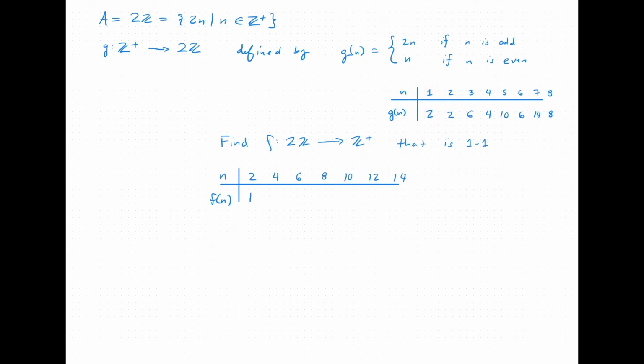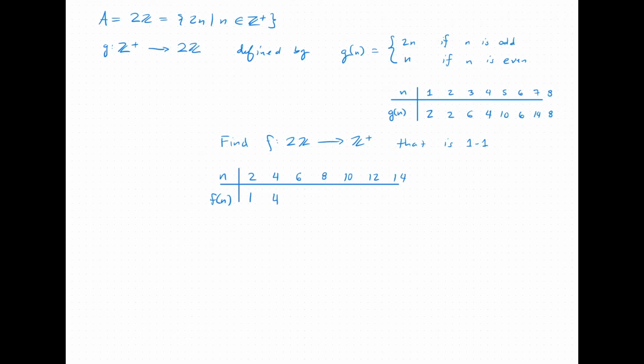And the key thing is, even though 2 is being mapped to by both 1 and 2 under g, we're choosing the least positive integer that maps to 2. And so the least positive integer mapping to 2 is 1. Then we get to the next positive even integer, 4. So we look at our set of outputs and we ask, which is the least n that maps to 4? In this case, it's going to be 4 itself. So we're going to map 4 to 4.